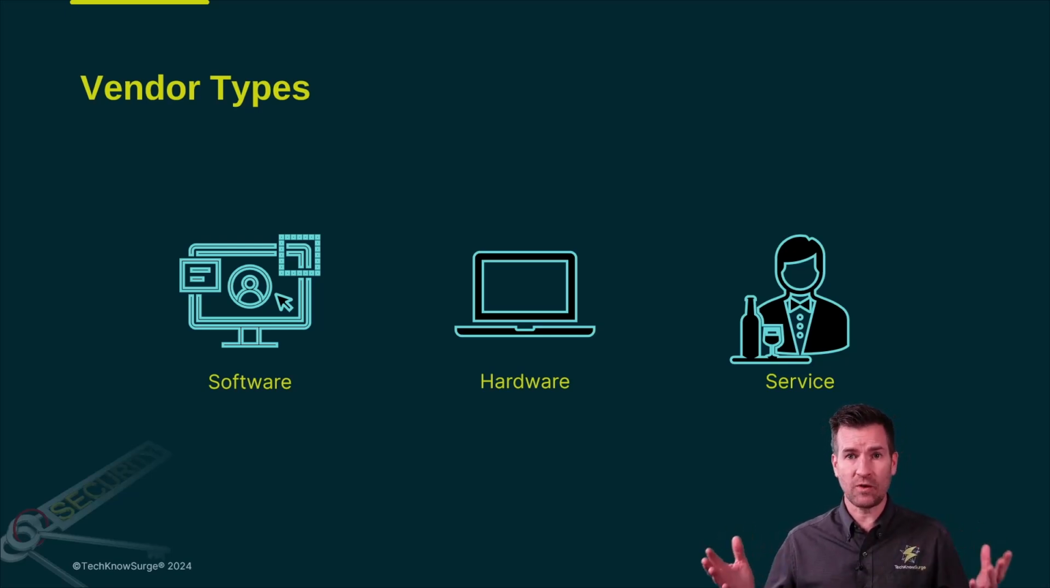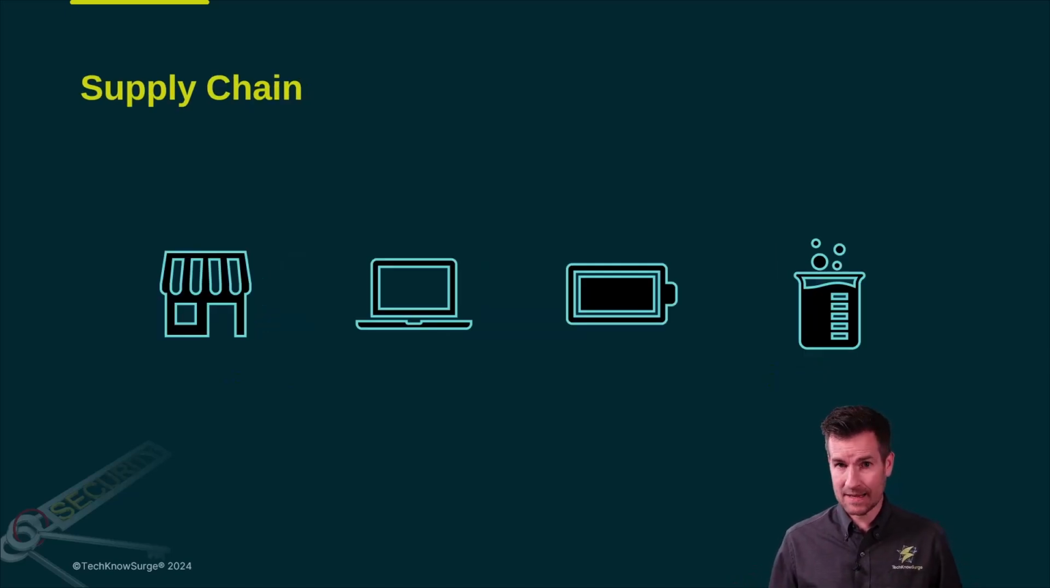So we'll talk about those vendor types and how to manage each one. We'll also get into supply chain and supply chain management. Because when we purchase a product, we're purchasing it from a vendor. And that vendor is not necessarily the creator of that product. So we have the creator of the product, and that product is actually a grouping of products all rolled into that one product. And so we'll talk about what that supply chain looks like and how to manage it.